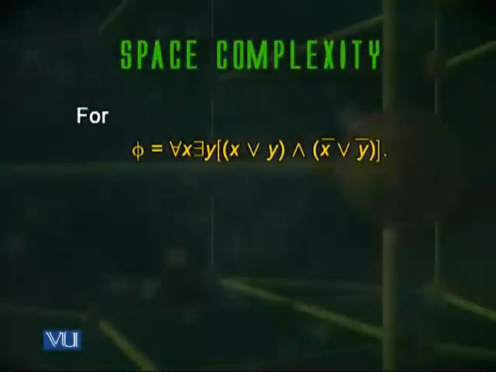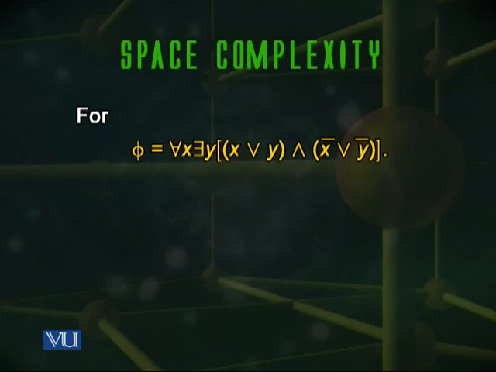Let's look at an example that we started with last time. We had a formula phi which was for all x there exists y, (x or y) and (not x or not y). So this is a fully quantified Boolean formula because there are two variables in it. It's implicitly understood that both these variables are Boolean variables, and both these variables are quantified. X is quantified using a universal quantifier, for all, and y is quantified using an existential quantifier, there exists.